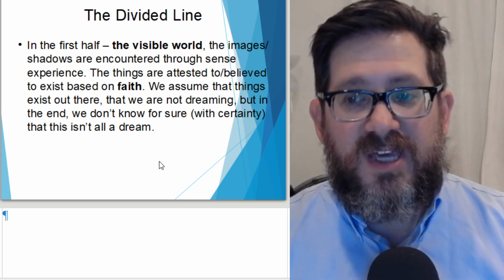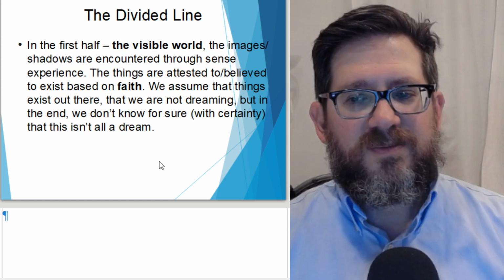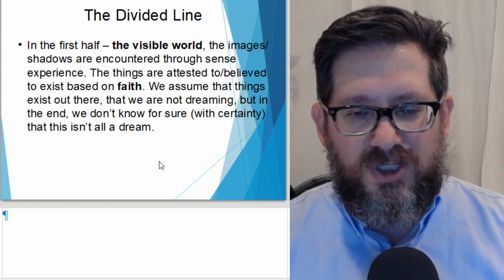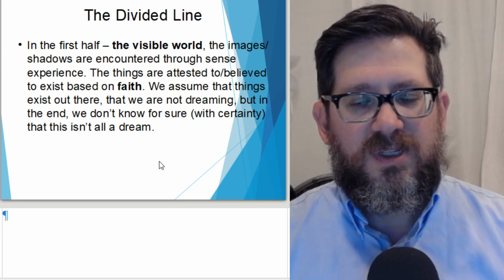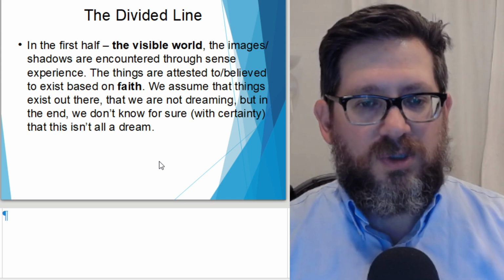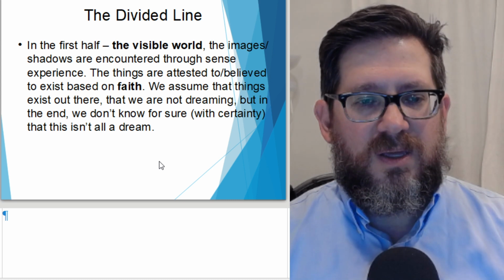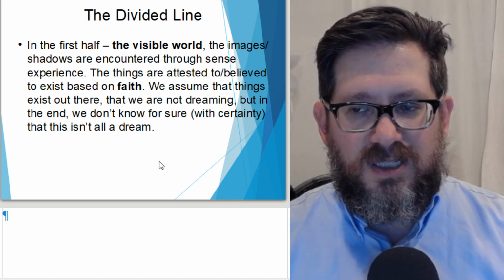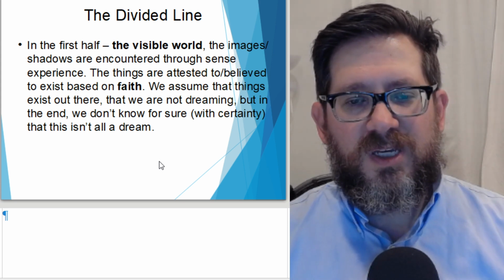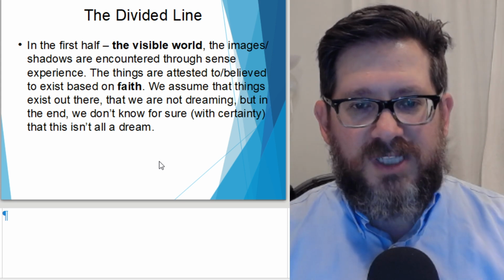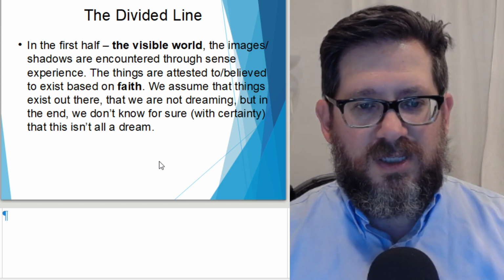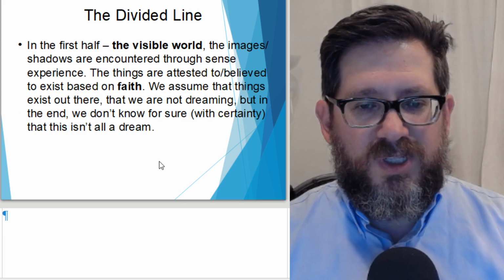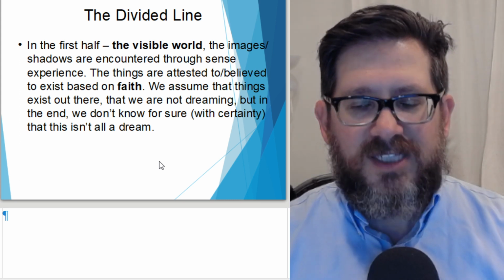Okay, this I find fascinating and it just blows me away. So let's go back to the visible world. And so in the visible world, what we experience is the lowest order. We experience through our senses all the images and the shadows and the reflections. You don't actually see the thing itself ever.